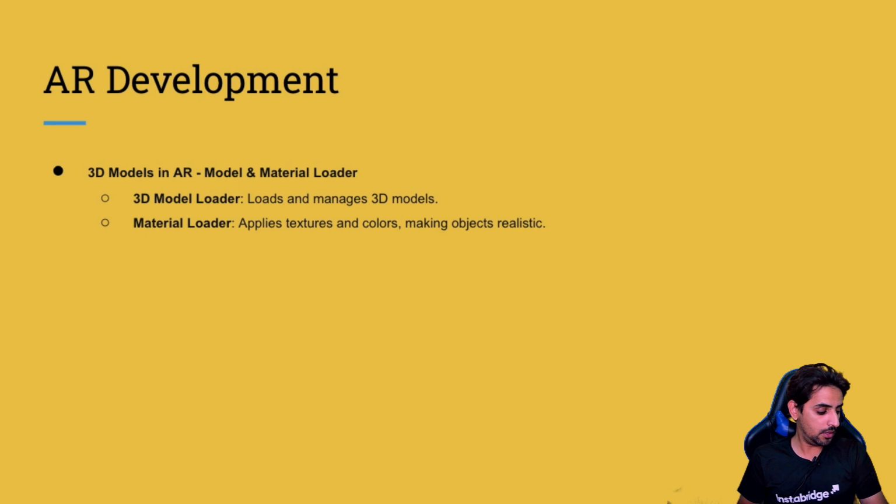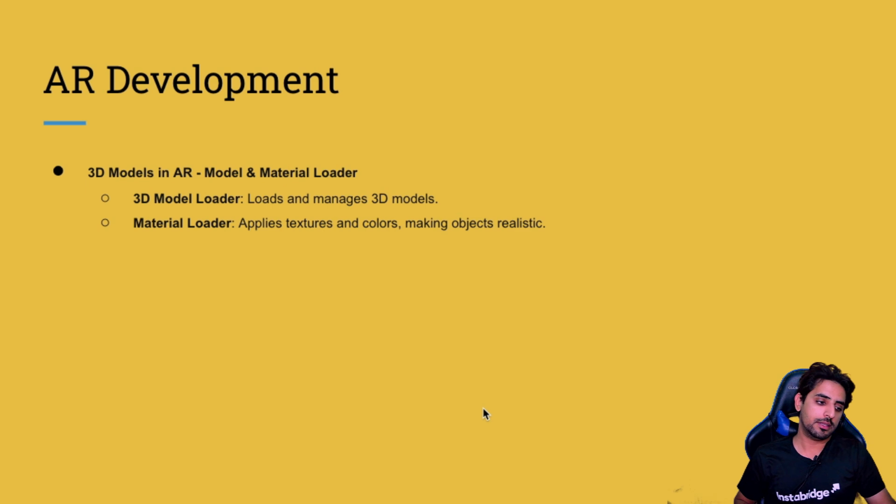Some other components could be the 3D model loaders, and then the material loader. The 3D model loader and material loader: one helps with loading the model into the environment, and the other helps with applying the textures, the colors, and making the objects realistic. So basically when you assign it with a model, you pass the model to the AR screen, and these two components help with applying those things.